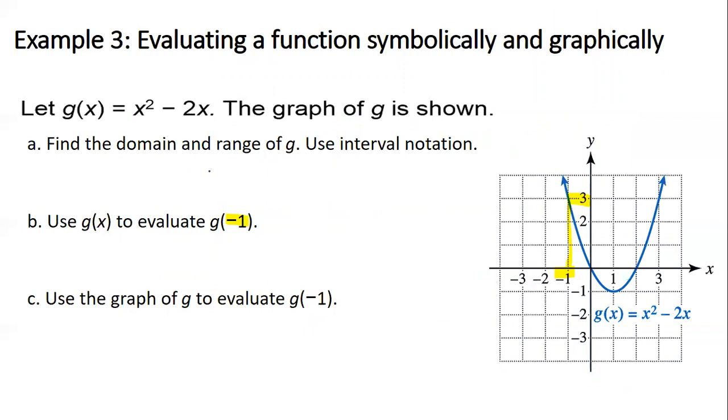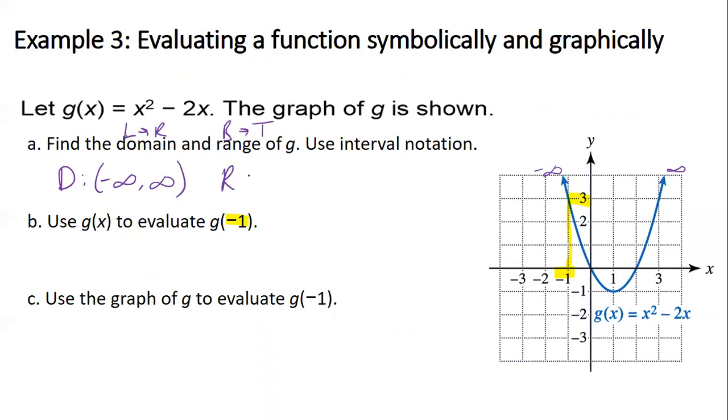So it says find the domain and range of G, use interval notation. Your domain is from left to right. Your range is from bottom to top. So from left to right, what is happening? Well, I'm going forever to -infinity and forever to positive infinity. So my domain is from -infinity to positive infinity.